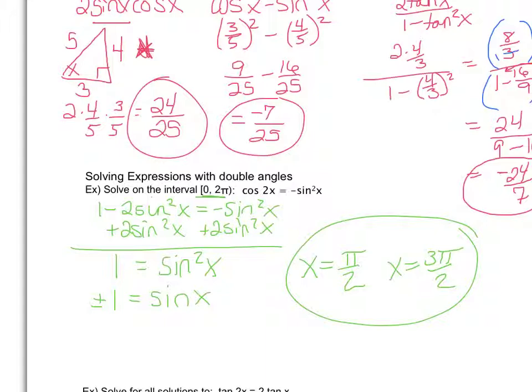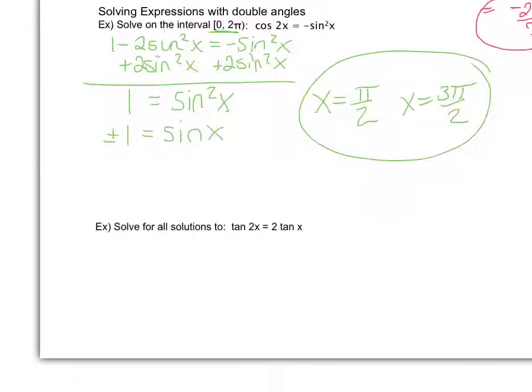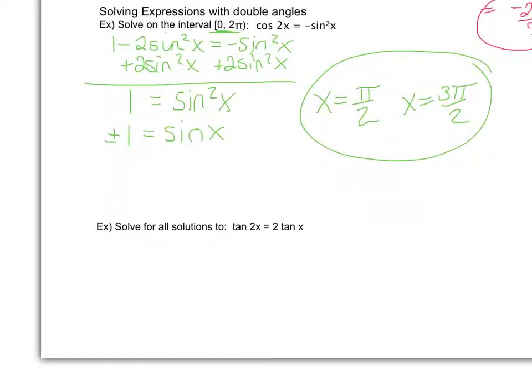Let's go ahead and look at one more example with solving. So now I'm solving for all solutions, so I'm not stuck in an interval. And I'm solving for all solutions of tangent of 2x equals 2 tangent of x. Well, I know that these are not like terms because this left side has a 2x where the right side only has an x. But I know there's a formula for tangent of 2x. So I'm going to go ahead and change tangent of 2x to be 2 tangent of x all over 1 minus tangent squared x equals 2 tangent of x.